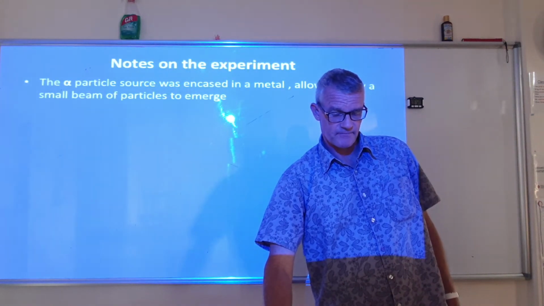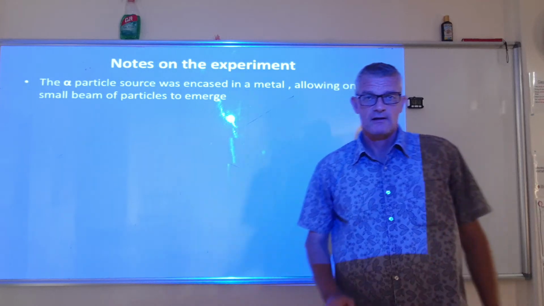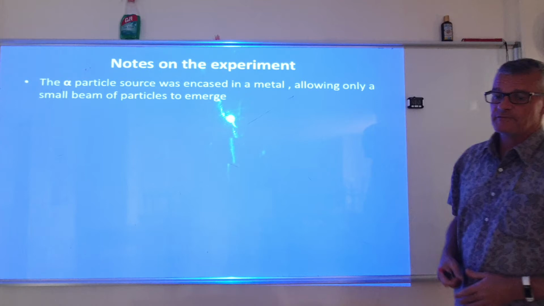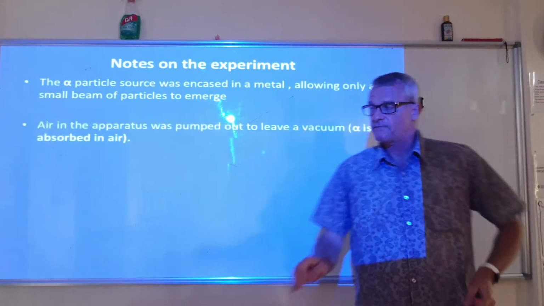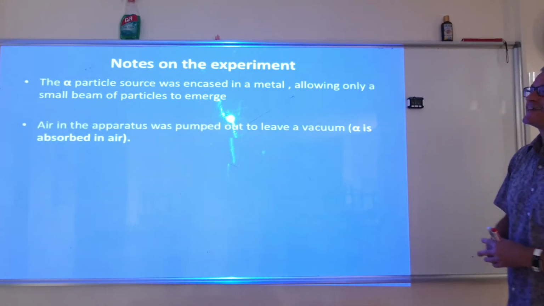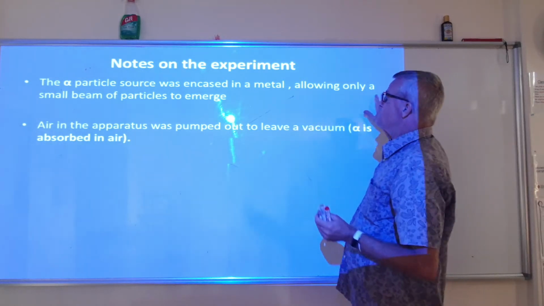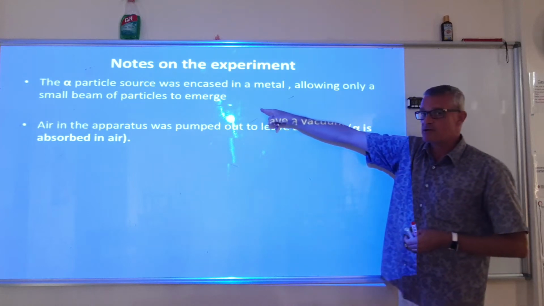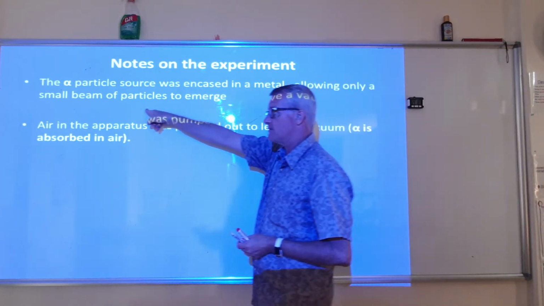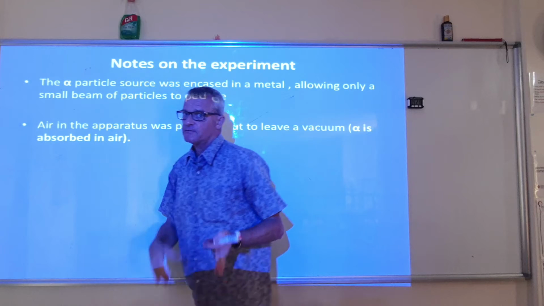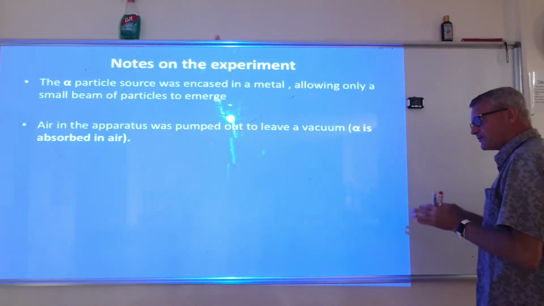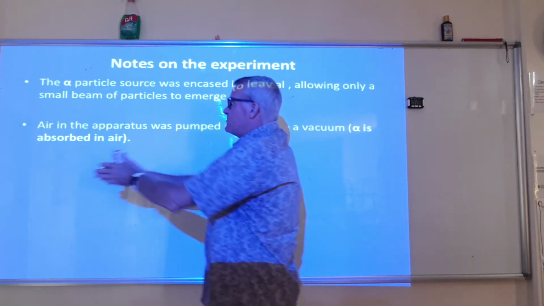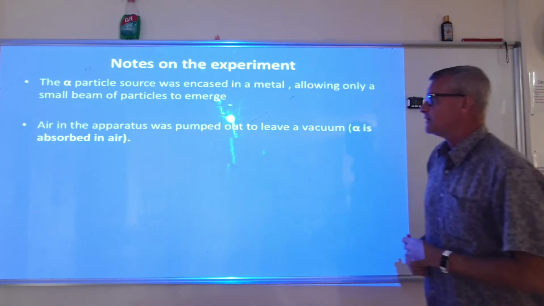Okay, some notes about the experiment. You need to know some characteristics of this experiment and make some notes about it. First of all, alpha particles were encased in a metal so that we only had a small beam of particles to emerge. Otherwise, we would not get a really good experiment. You really have to have a small beam entering the gold foil.